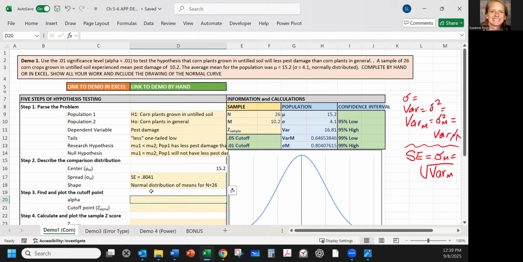Next, we find and plot the cutoff point. Let's see if it's stated. It says we'll use alpha 0.01.